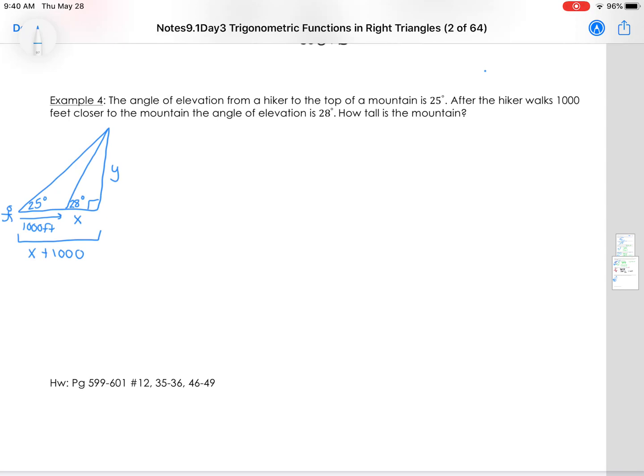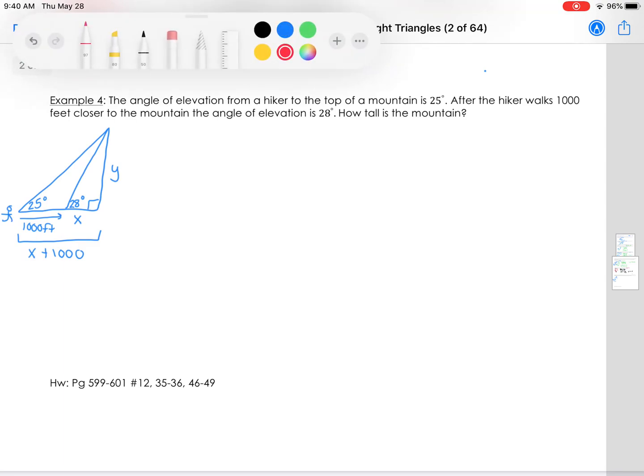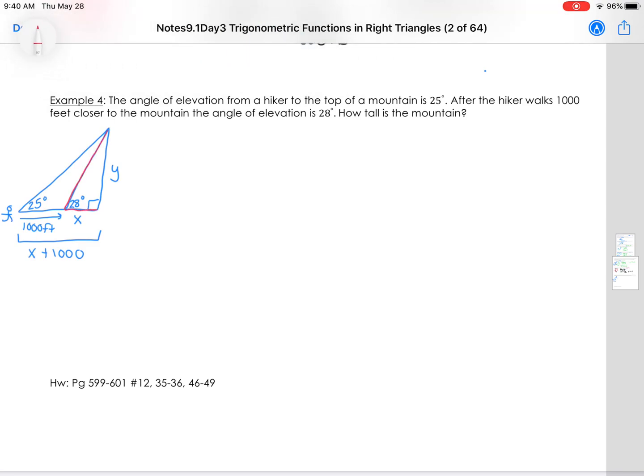You can either draw the triangles separately if you want, if that's helpful: take one that has the 25 degrees in it and one that has the 28 degrees in it. That might be more helpful than seeing everything together. But if not, I'm going to take this triangle right here and make an equation. Here's my angle. I have opposite and I have adjacent. So that's tangent. I have the tangent of 28 equals opposite over adjacent.